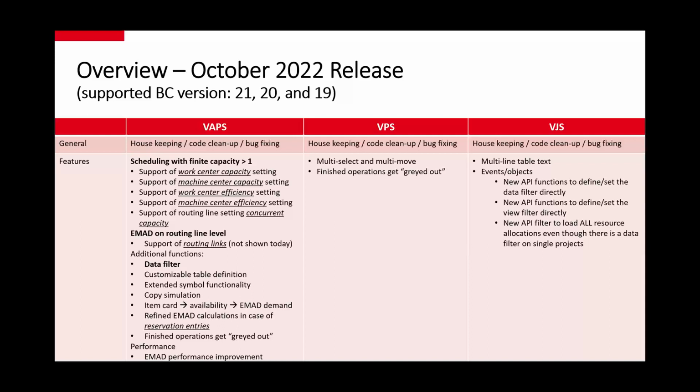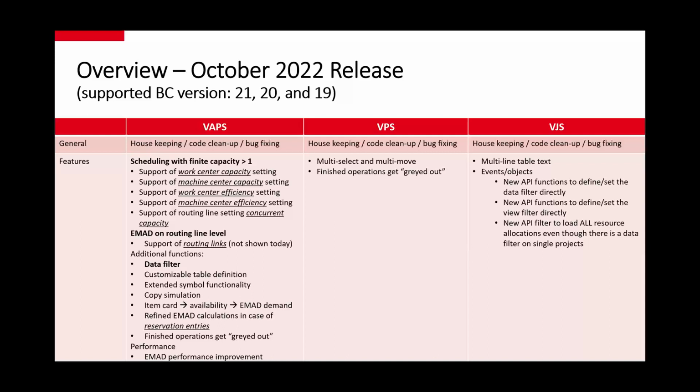I think I will deal with this in the EMAT webinar that I will do end of November, beginning of December. And like in the VPS, the Finnish operations get grayed out now. Plus the EMAT calculation now is faster because we made some performance improvements there. As I said in the last release webinar, we are always keen on improving performance, and this time we found a couple of things to make the EMAT calculation faster.